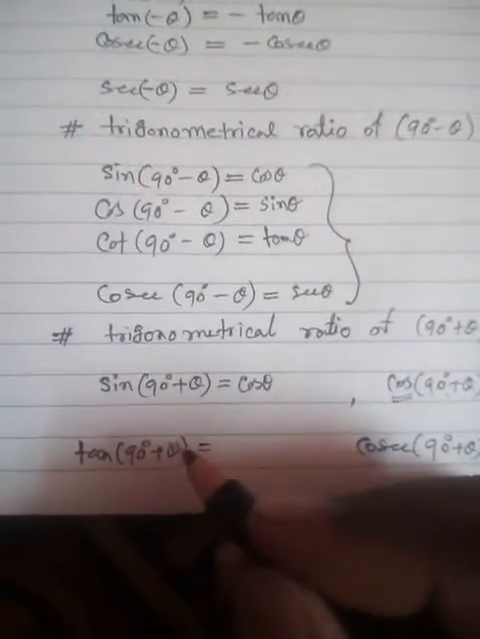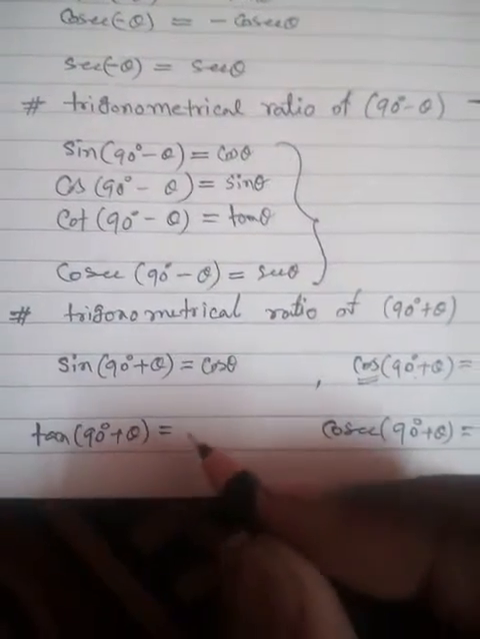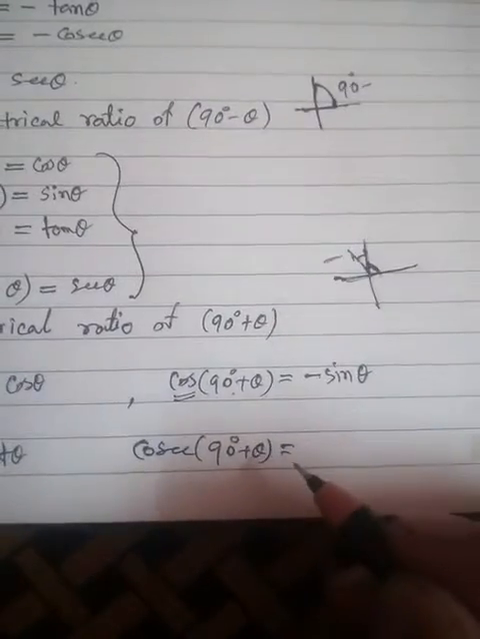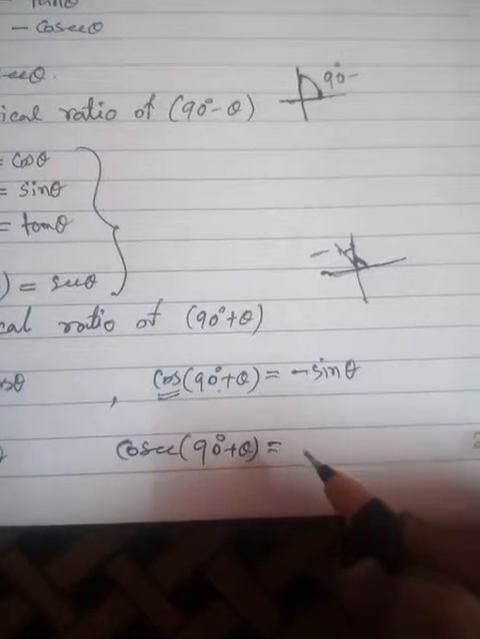Now similarly tan of 90 degree plus theta will be minus cot theta, and cosec of 90 degree plus theta will be how much?